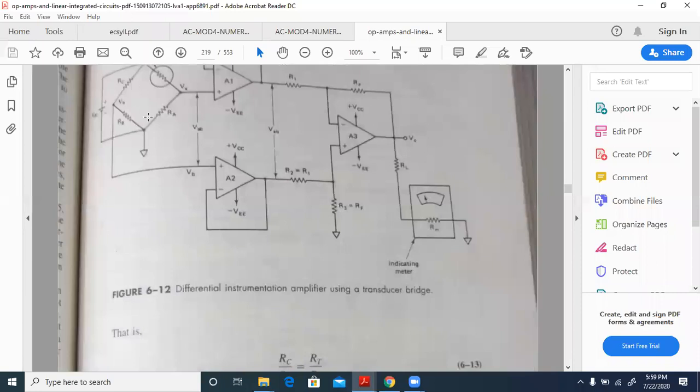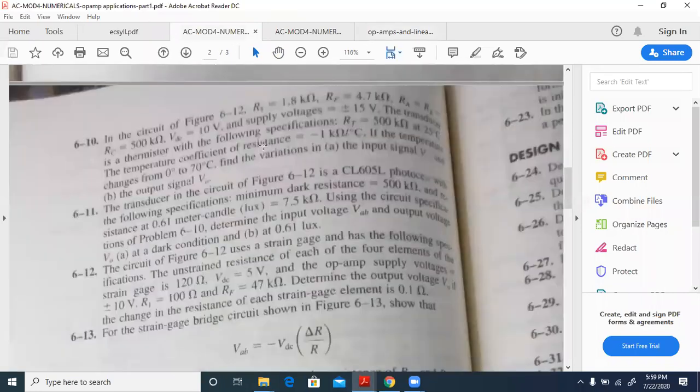If it's a balanced bridge, then naturally the value here will be 0. If the bridge is balanced, then the voltage here will be 0. So that just means that for the first case, that is the dark condition, the resistance of the photocell is 500 kilo ohm, which is the same as RA, RB, RC, right? We will have the voltage VAB equal to 0, and correspondingly the output voltage also will be equal to 0.